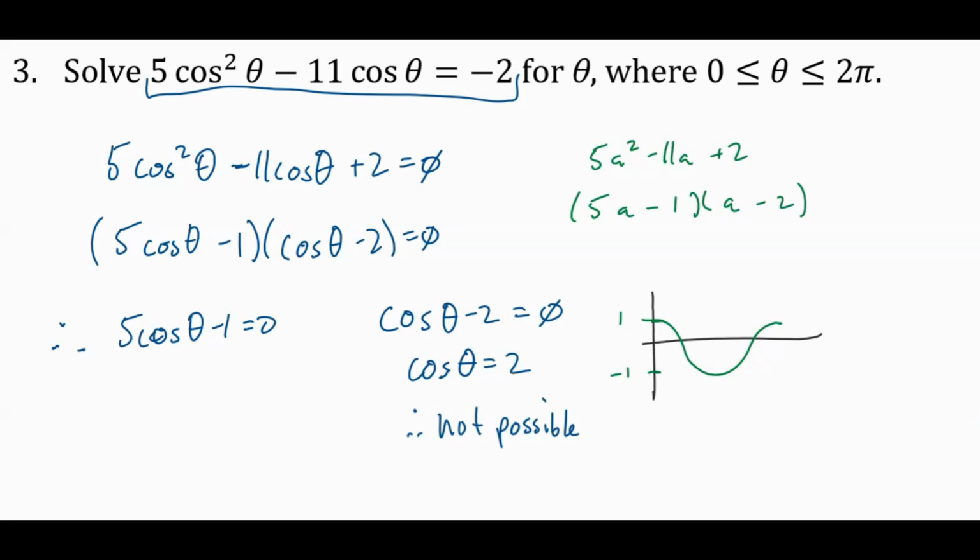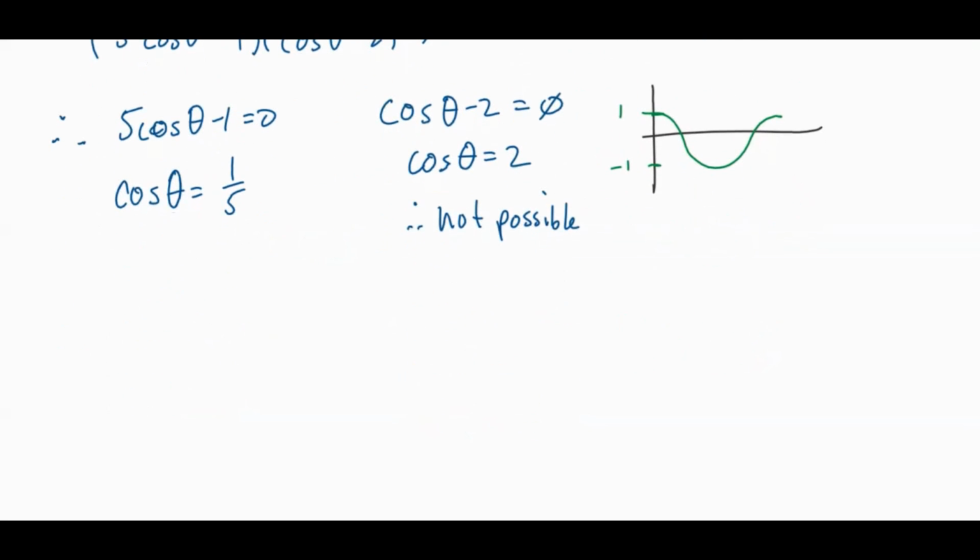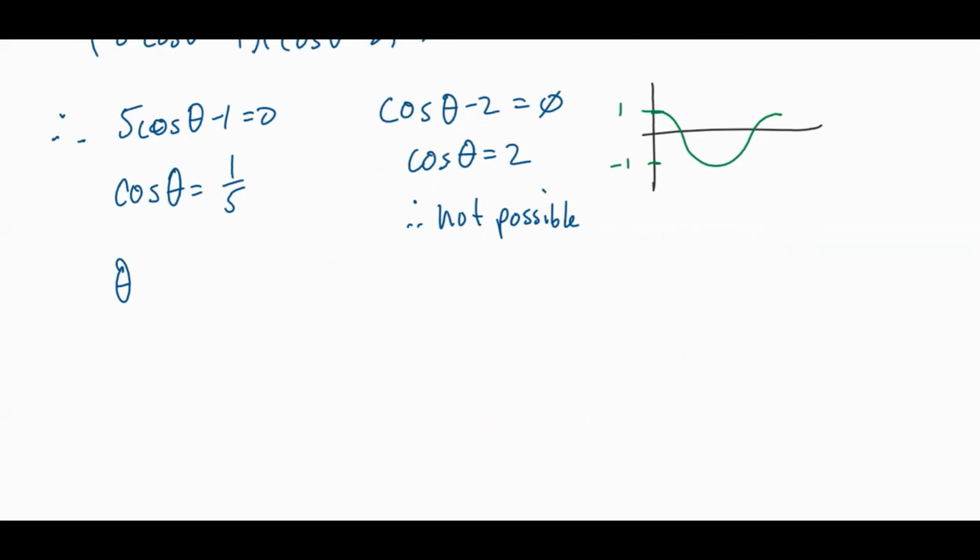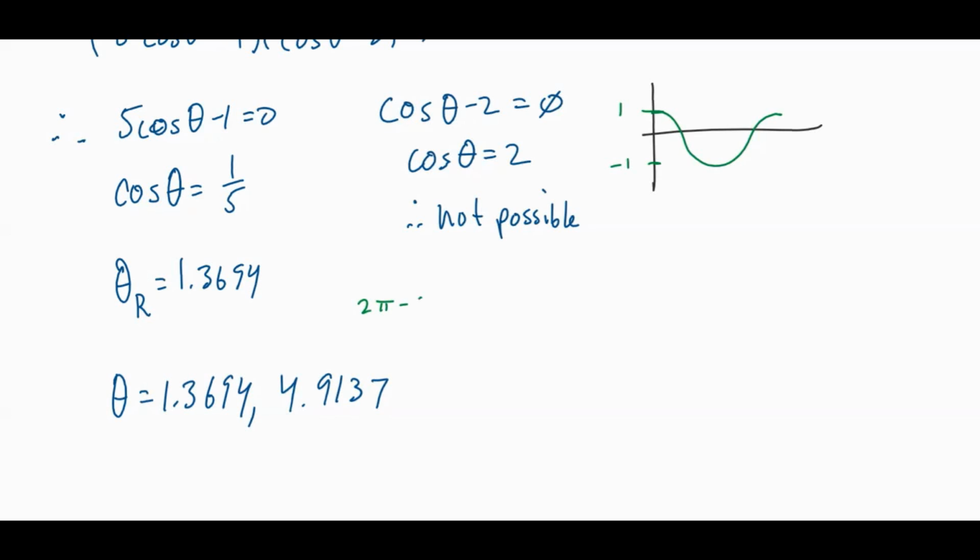And then on the other side, cos theta is 1 over 5. So what do I do with that? That one I need to use my calculator. And I punch it in. I shift cos of 1 divided by 5. And that gets me theta related, which I'm just going to give you. It's 1.3694. And then I get two answers. Cosine is positive in quadrants 1 and 4. And I get these two answers. And the second one comes from 2 pi minus theta related.